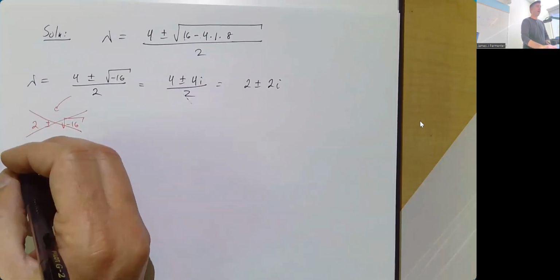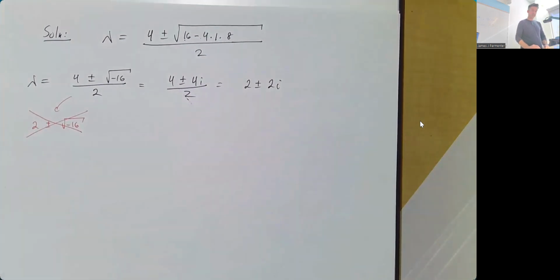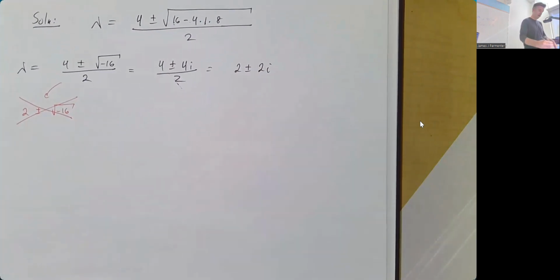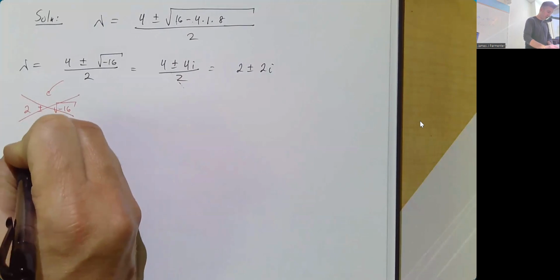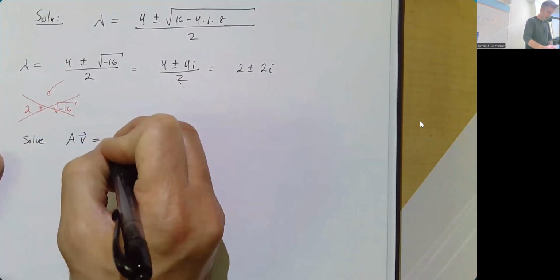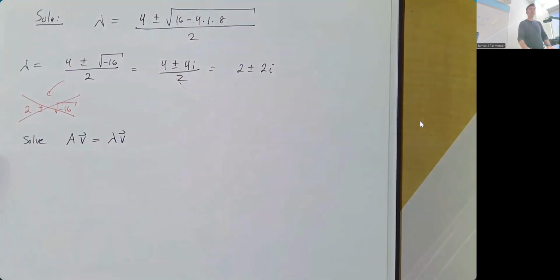To find the eigenvector, yeah, questions. Yes. And we'll talk about why though, because it's actually pretty easy to see why. So let's find one of the eigenvectors. So typically, finding eigenvectors, we're trying to solve A times the eigenvector equal to lambda times the eigenvector.